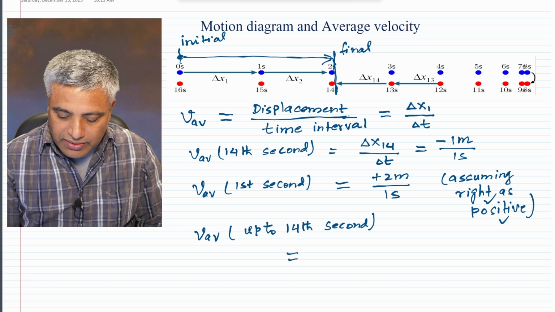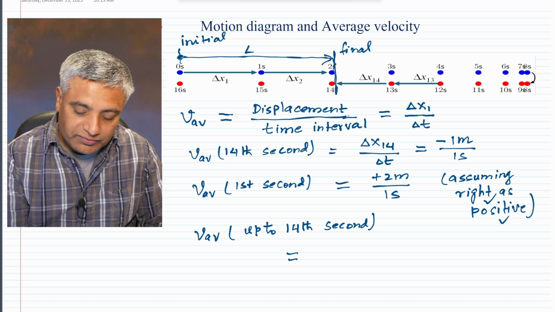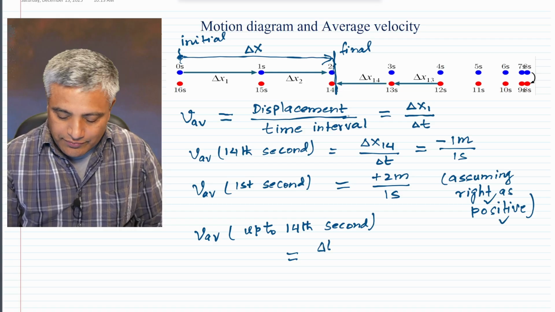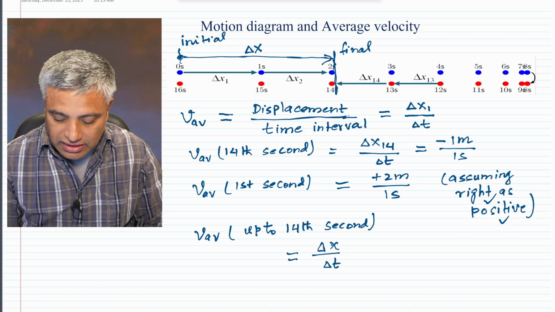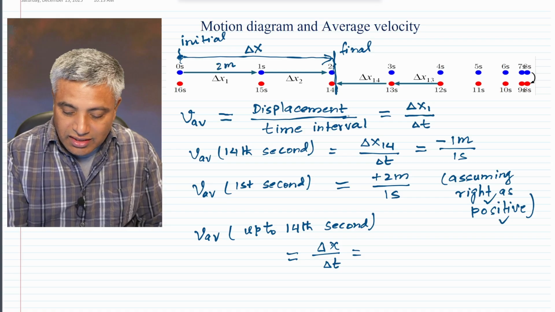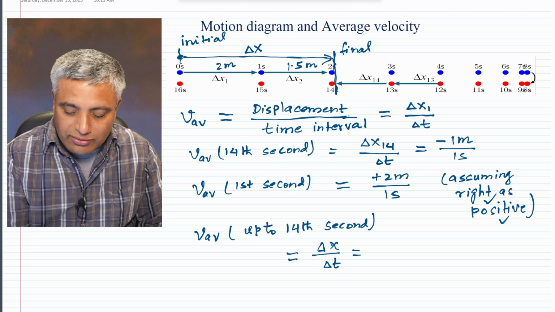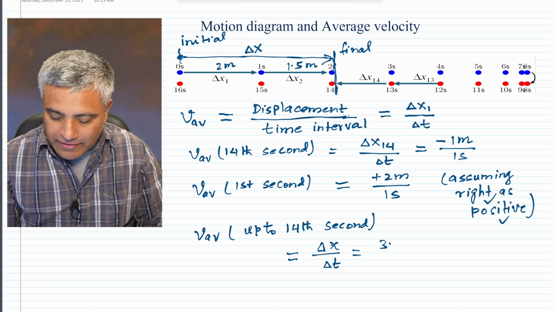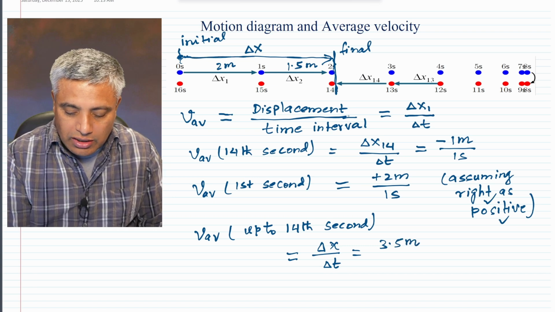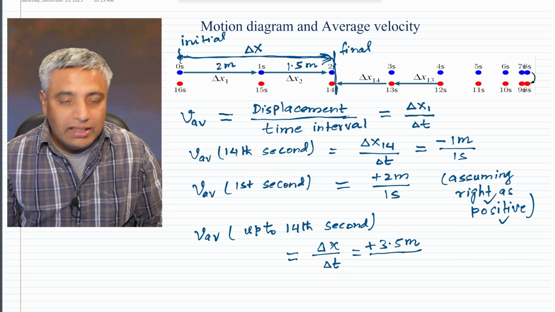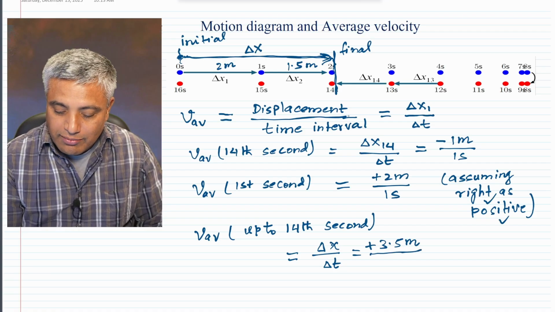Okay, so that means it's going to be this displacement here. Let me just write delta x for that. Okay, delta x divided by the whole time interval. So the displacement value, I said this was around 2 meters. So maybe this is 1.5 meters. I'm just throwing a random number here, okay? So that means the total would be 3.5 meters. And overall, it is still pointing to the right. So that means this is going to be a positive displacement. And the time interval in this case is going to be 14 seconds.